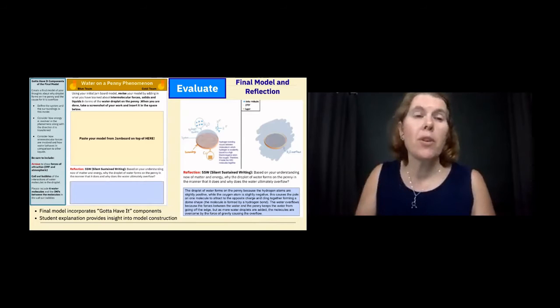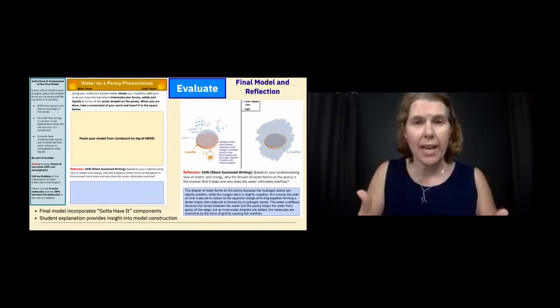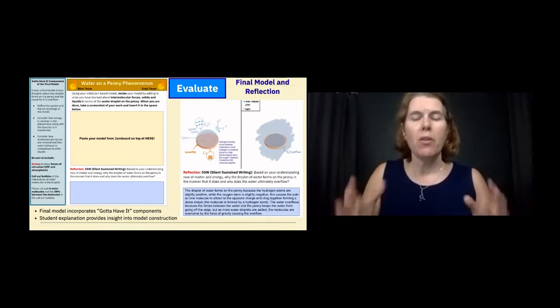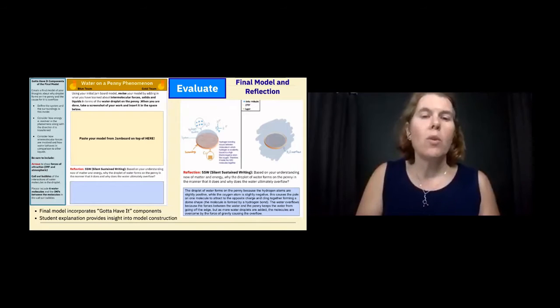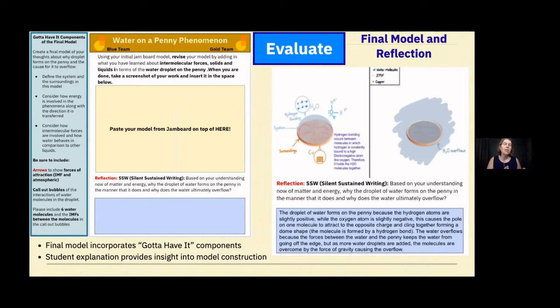Here's another example of an evaluate piece where they had the final model. We had this initial model of what kids put down on their papers when they were thinking about the water on the penny. So we brought in some ambitious science teaching aspects here with the got it, have it components of a final model. I said, these are the things I really want you to think about when you're making your final model. Here's what I'm looking for, so make sure you focus on these. They went back to their original Jamboard and annotated their model. And again, we could totally do this on paper and poster boards.